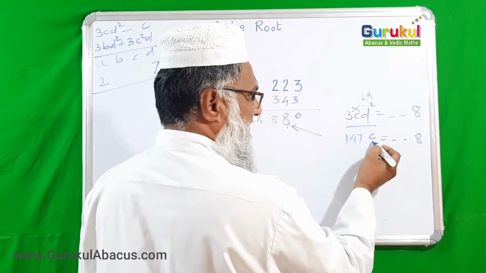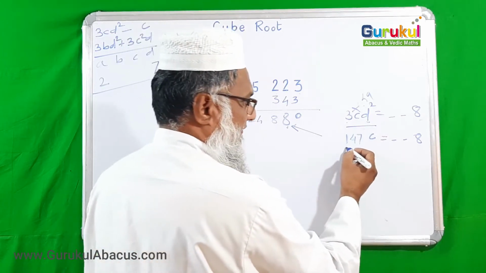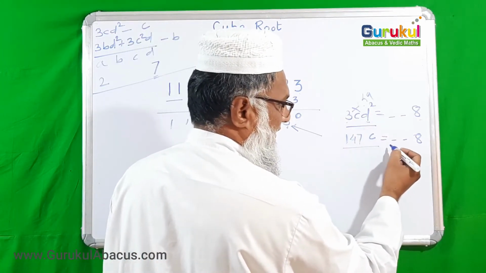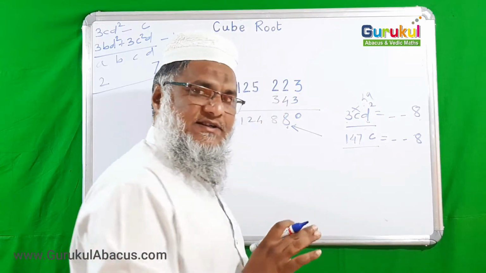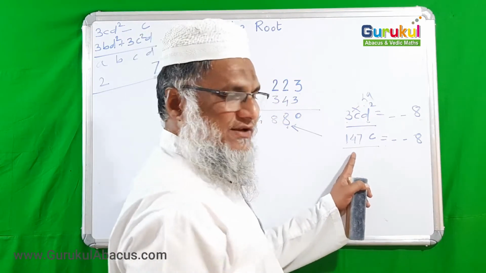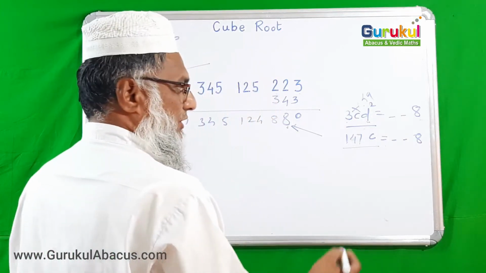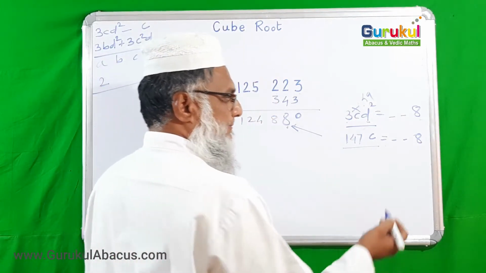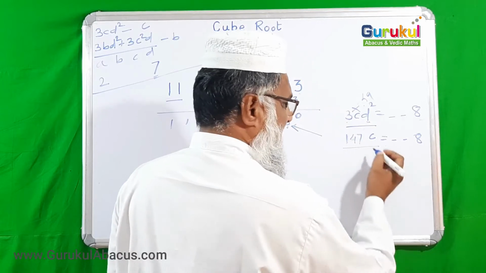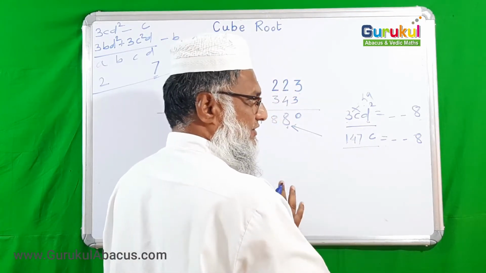147 and C it is. So now we have got 147C is equal to dash 8. Is it clear? So that was not 7, 9 previously, it was 7 only. Okay, no problem. So now we have to think in that way, what is the C?